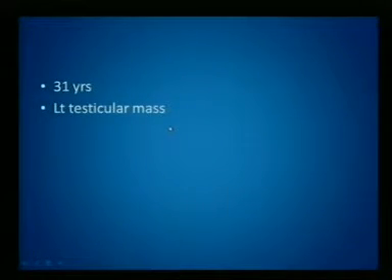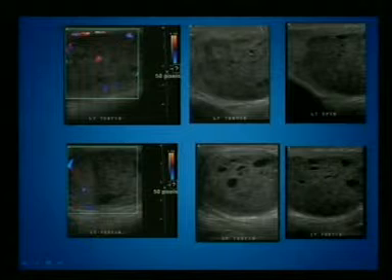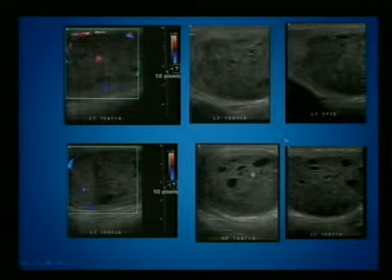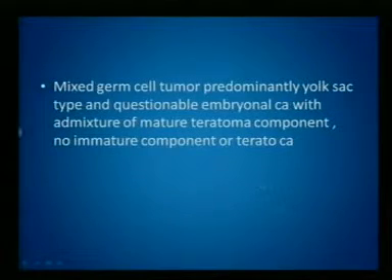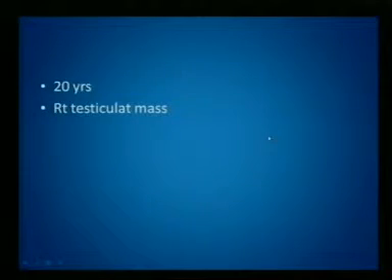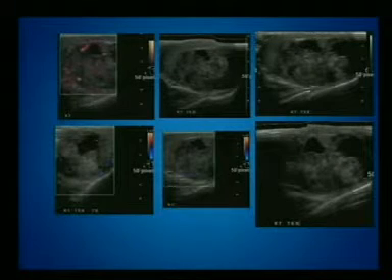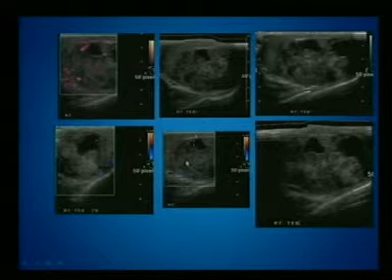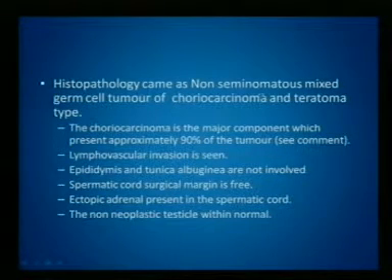Another example: a left testicular mass in a 31-year-old. You have a heterogeneous mass with increased flow, with cystic and solid components, proved to be a mixed germ cell tumor with a predominantly yolk sac type, questioning embryonal carcinoma. A 20-year-old patient with a right testicular mass, heterogeneous, with a cystic component and increased flow. At histopathology, it is a germ cell tumor, non-seminomatous type, choriocarcinoma.